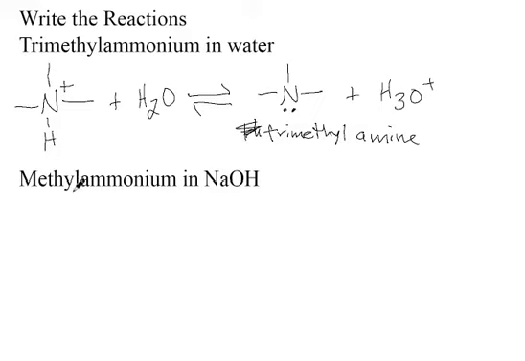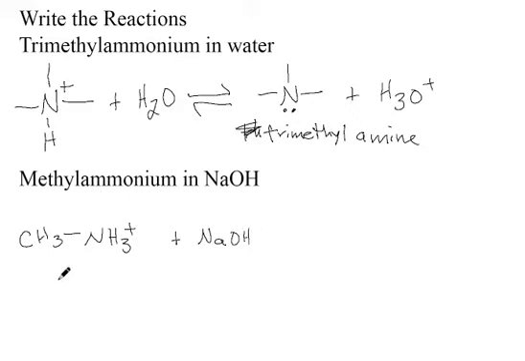Now I'm going to do the reaction between methylammonium and sodium hydroxide. So methylammonium I'm going to draw in a condensed structural formula. And so what we see here is that I have the nitrogen bonded to 3 hydrogens and a single methyl. And because it has a total of 4 bonds, it has a positive charge. I'm going to add this to NaOH.